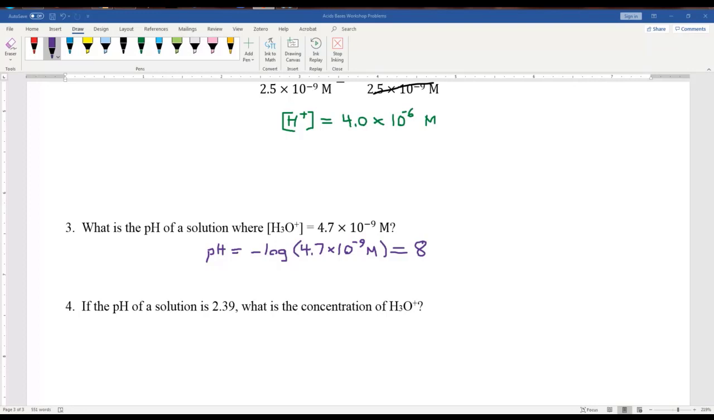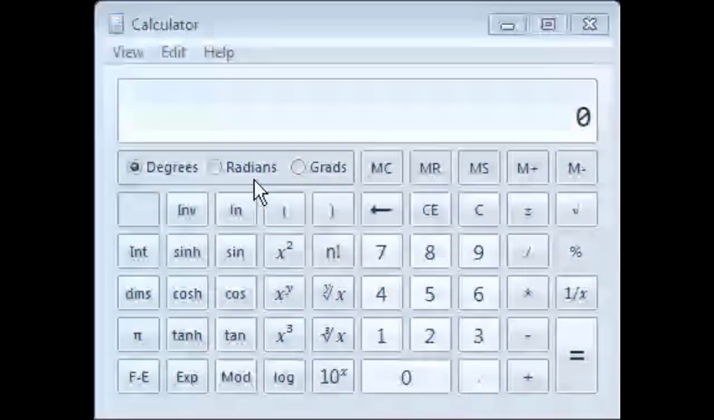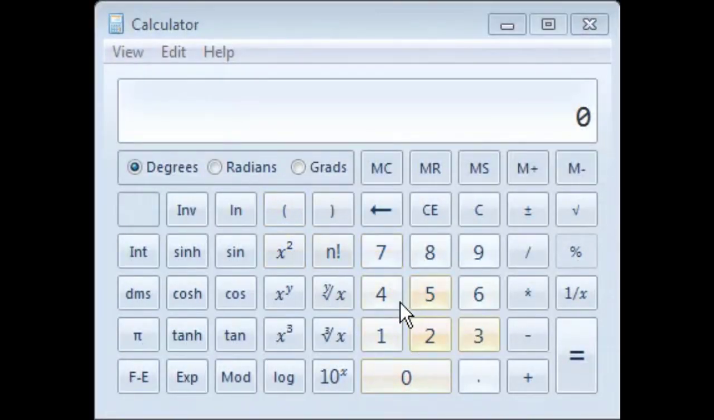Could you press this yourself here? Minus log. I'm going to open a calculator for you. I'm going to show you how this works. The calculator doesn't work. Here, I'm going to stop sharing this and start sharing my calculator. So here's how I do it on this cheap little calculator. I have to do this backwards on this calculator. You would do it normal, but here, what is it? 4.7 times 10 to the negative 9.